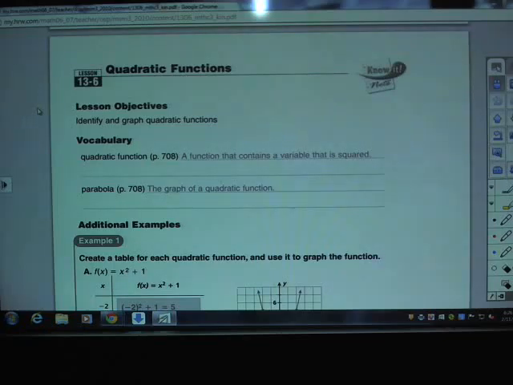Chapter 13, Section 6 in the 8th grade workbook is entitled Quadratic Functions. Let's go ahead and start with the definitions here. We're talking about what a quadratic function is. That's a function that contains a variable that is squared.